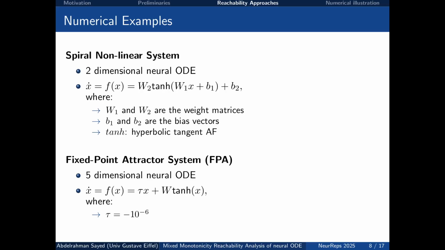For our numerical examples, we reuse two commonly used academic examples, which are a 2-dimensional spiral system and a 5-dimensional fixed point attractor system.